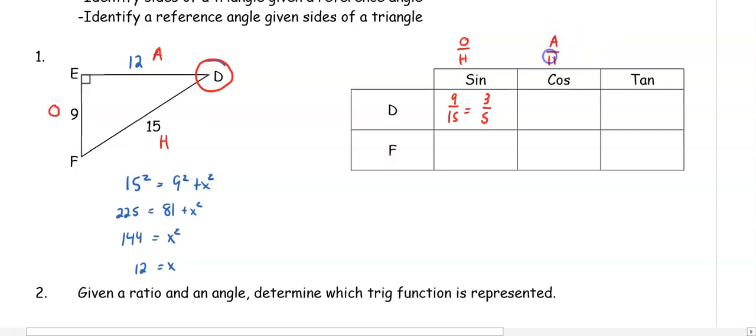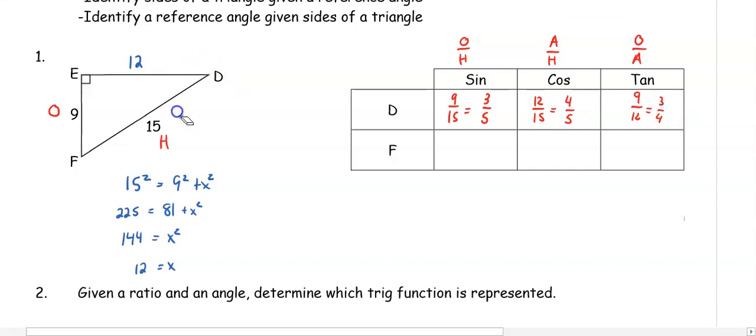Cosine is adjacent over hypotenuse. So we have 12 over 15, which reduces to 4/5. Tangent is opposite over adjacent. So we have 9 over 12, which reduces to 3/4.